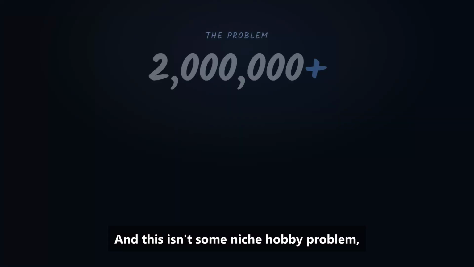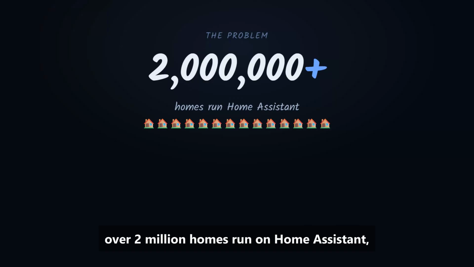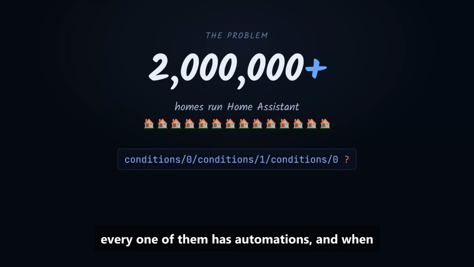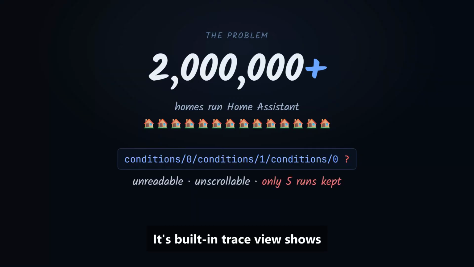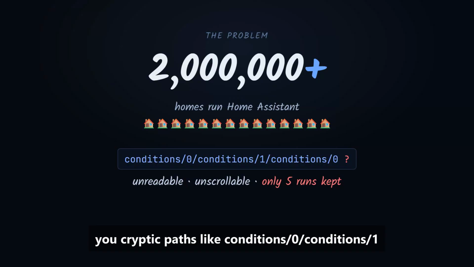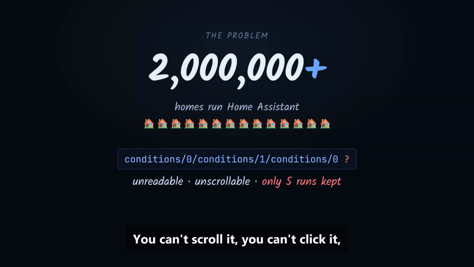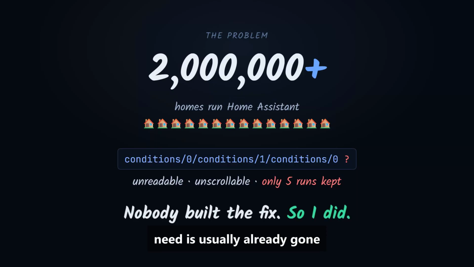And this isn't some niche hobby problem. Over 2 million homes run on Home Assistant. Every one of them has automations, and when one misbehaves, you are basically on your own. Its built-in trace view shows you cryptic paths like conditions/0/conditions/1. You can't scroll it, you can't click it, and it only keeps the last 5 runs. So the one you actually need is usually already gone.